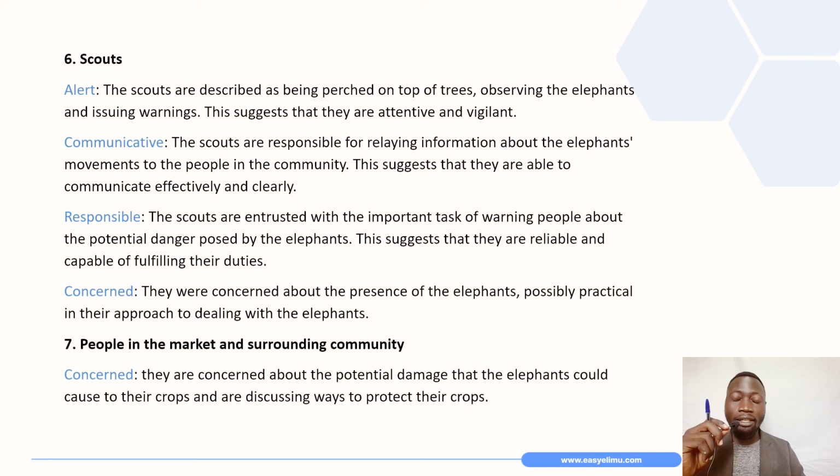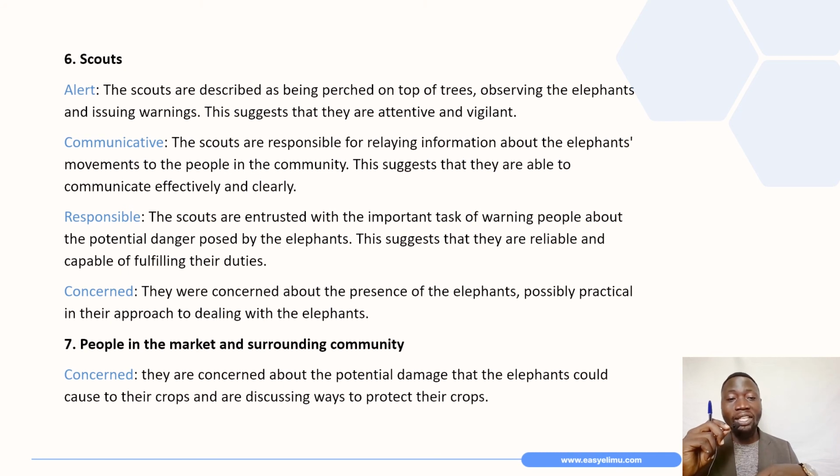Remember in the story, it is the scouts who spread the news about the elephants. So they are alert. They are described as being perched on top of trees, observing the elephants and issuing warnings. So this suggests that they are attentive and vigilant.